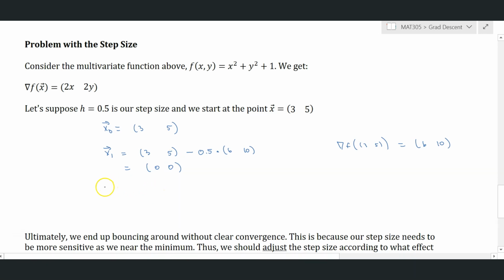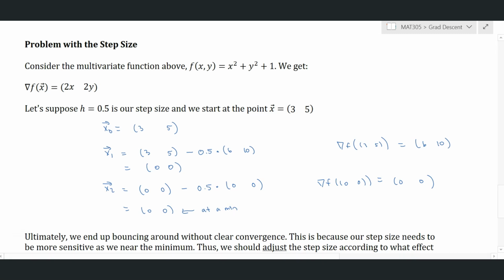And if you continue to repeat this, x2 is equal to our x1, which is (0, 0), minus 1/2 of the gradient at the point (0, 0). Well, if we are at a minimum, guess what the gradient is going to be? Well, the gradient is going to be 2 times 0, which is 0, and 2 times 0, which is 0. Therefore, our gradient is the 0 vector, and x2 ends up being the exact same point, so we must be at a minimum. Or at least that's what we think, right?